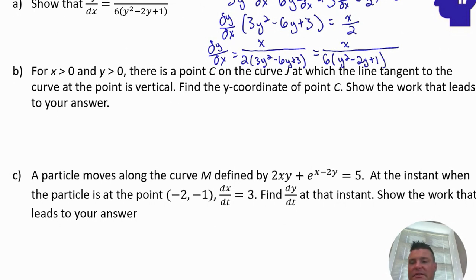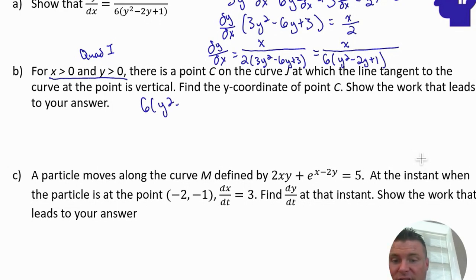So for when x is greater than 0, y is greater than 0, there's point C on the curve J, at which the line tangent to the curve is vertical. So first off, we only care about us being in quadrant 1, and that's what that's really saying for us, since x is greater than 0, y is greater than 0. Find the y-coordinate of this point where we're vertical, show the work that leads to your answer. So again, what they are looking for, they're specifically looking for you to take the denominator and set it equal to 0. This is going to earn you a point here, according to the AP exam.